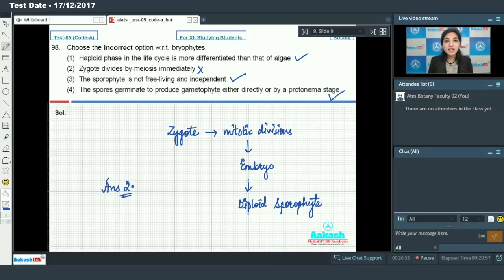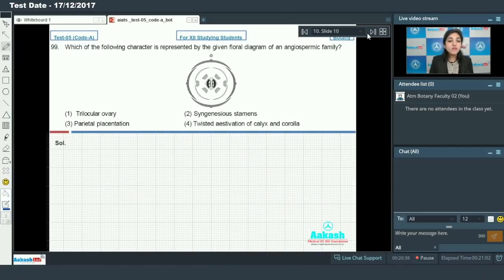Moving on to the next question, question number 99. Which of the following characters is represented by the given floral diagram of an angiospermic family? This floral diagram is of the family Brassicaceae. Which feature is shown by this floral diagram? First is trilocular ovary. No, we can clearly see that this diagram depicts a bilocular ovary.